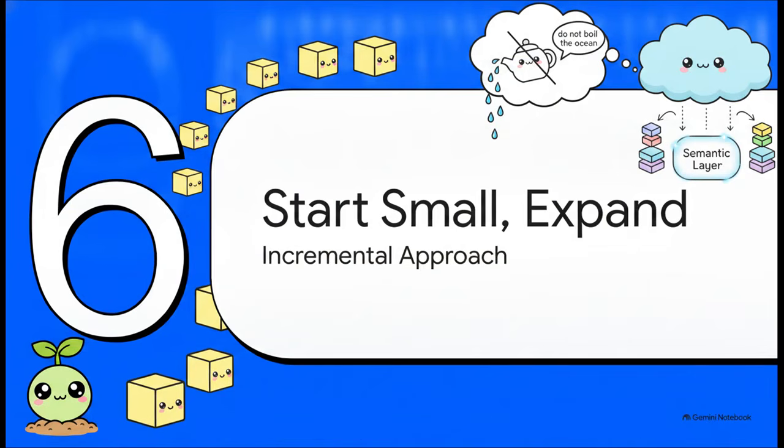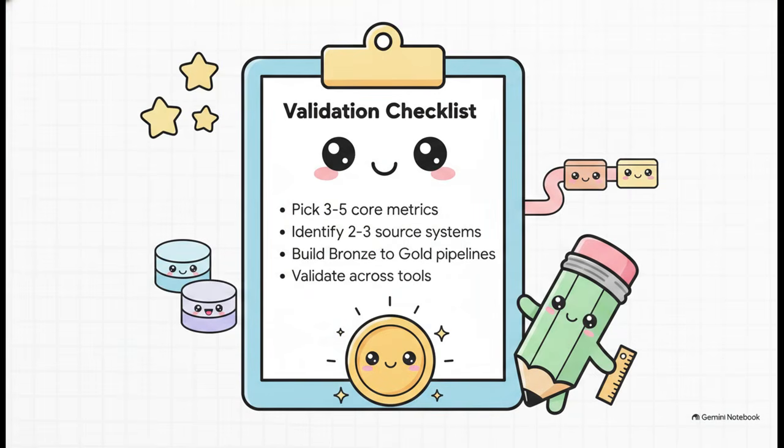Which brings us to our final step. Step 5, start small and expand, the incremental approach. Listen, if you try to model your entire organization's data landscape on day 1, you are going to burn out. Do not boil the ocean. Instead, follow this structured checklist for a low-risk start.